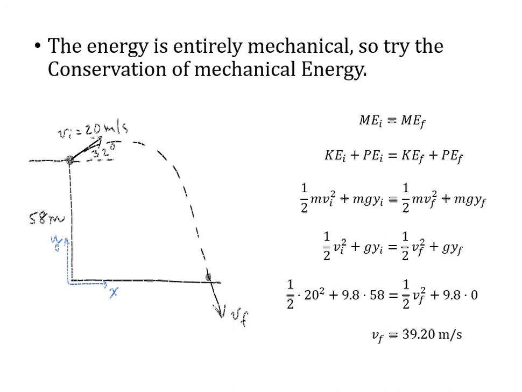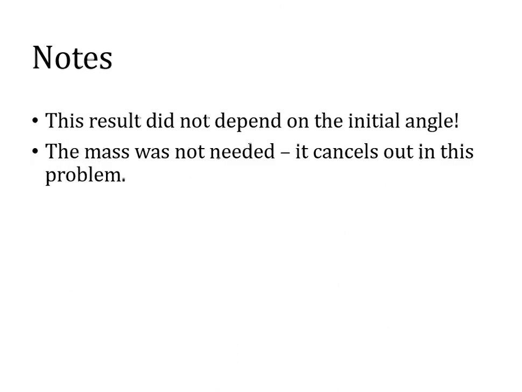Anyway, shifting over to the final slide so we can see that in writing. A couple of notes. This result did not depend on the initial angle. That's pretty cool. And also the mass was not needed. It cancels out in the problem. So even had the problem specified the mass of the object, that would just be superfluous information for a free fall type problem. And that knocks that one out very quickly.